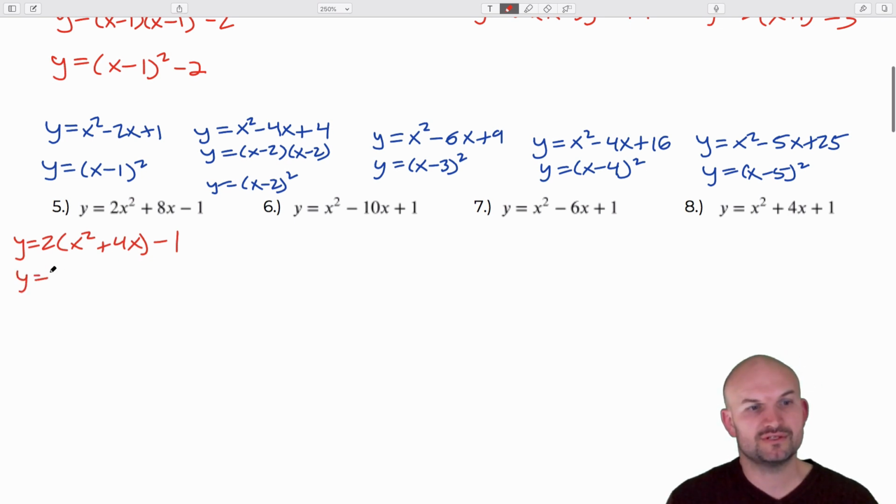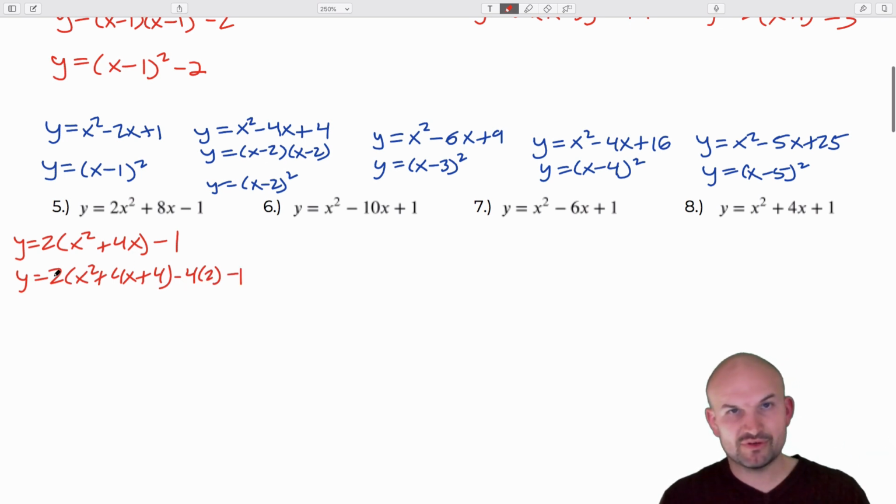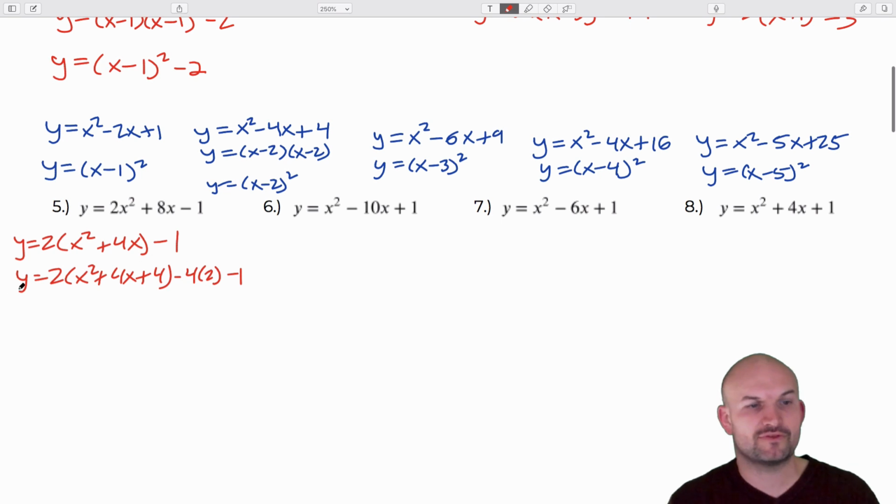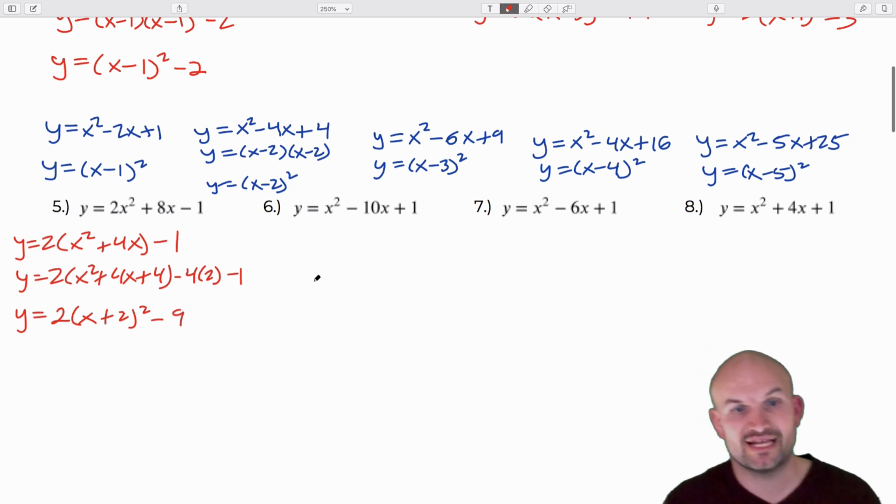So I have y equals 2 times x squared plus 4x plus 4. And then again, remember to subtract 4, but times 2, minus 1. So whenever you add and subtract, just remember you factored that 2 out, so you have to multiply that back through. So again, this factors down to x plus 2 quantity squared. Negative 4 times 2 is negative 8, minus 1 is negative 9.